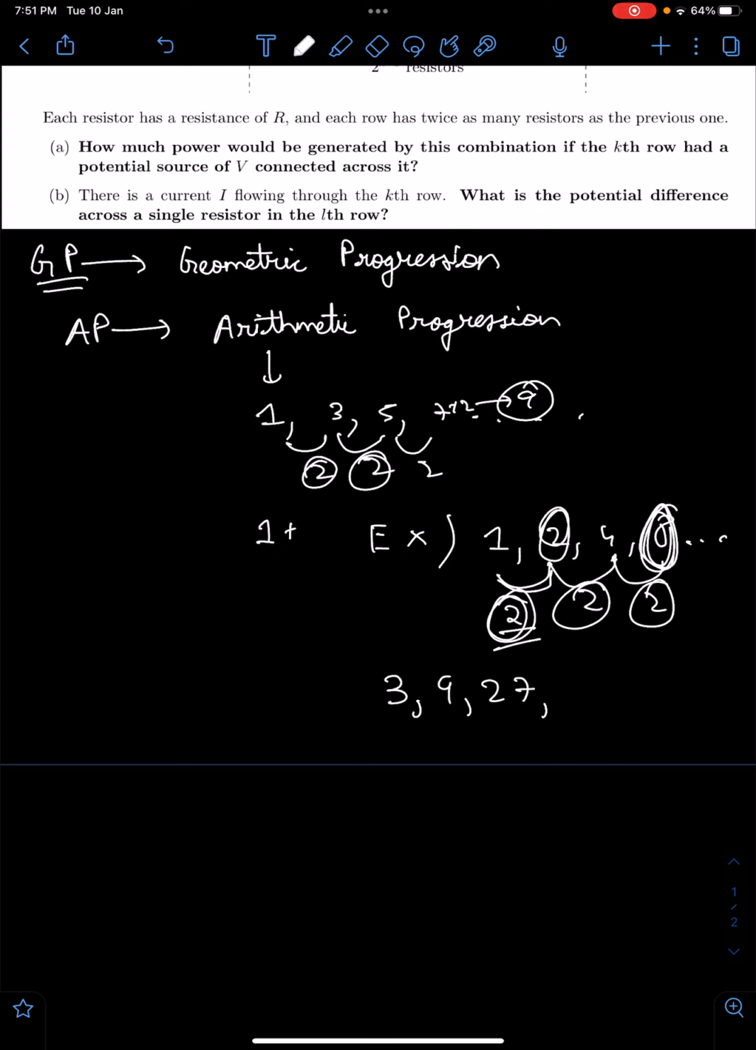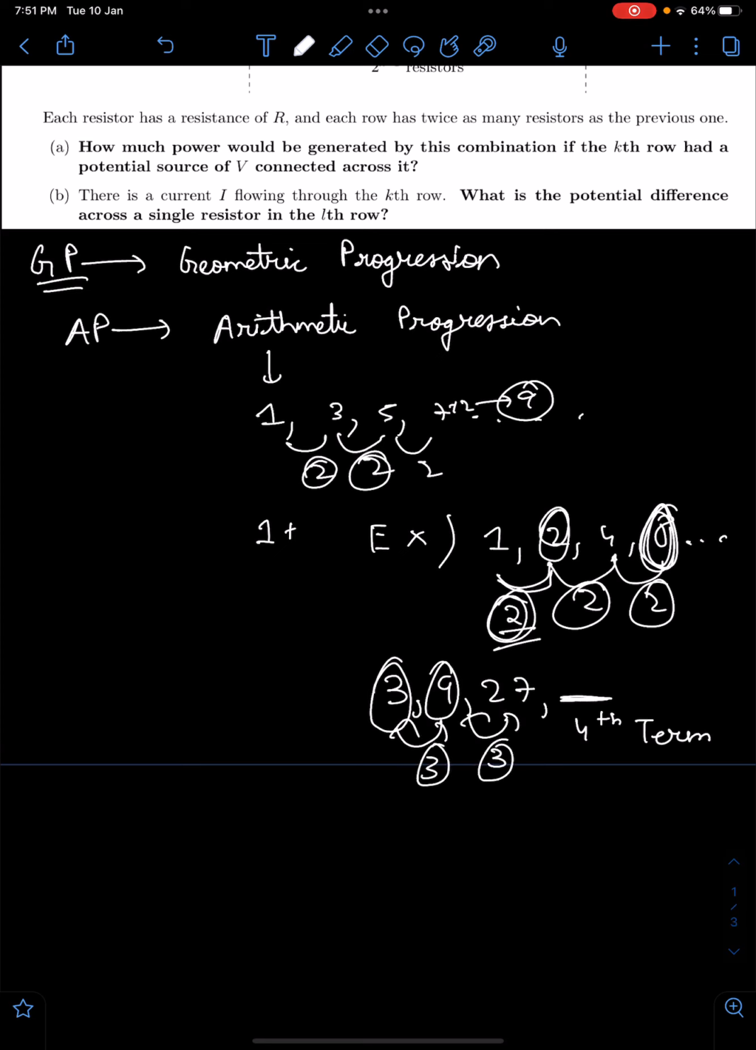Now I'll ask you guys, find out the fourth term. This is a very easy problem. So what will the fourth term be? See, the common multiple between these is 3, the common multiple between these is 3, so the common multiple here must be 3. This will be 27 into 3, which is 81.